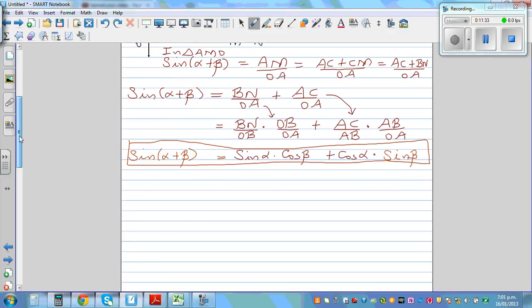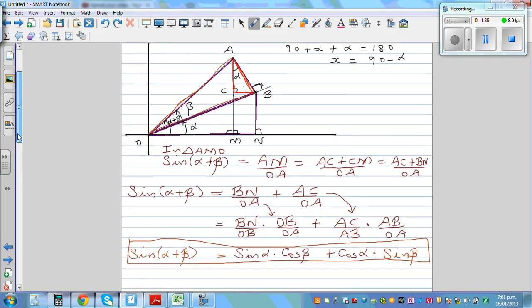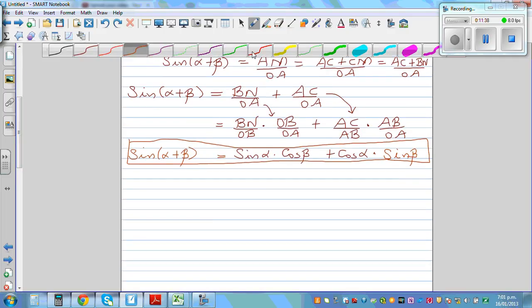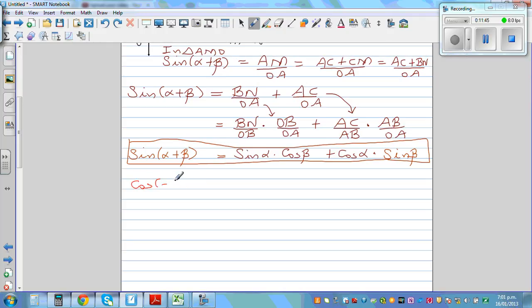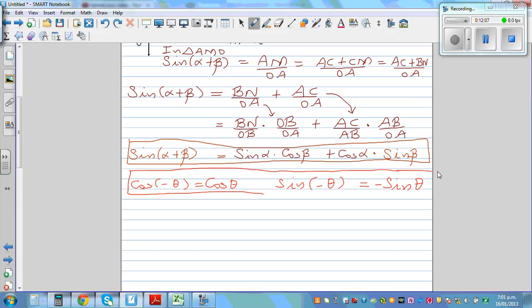Okay, now one more result. I have done this in a previous video. Cos of negative theta is cos theta, and sine of negative theta is negative sine theta. This is again a very simple proof, but if you don't remember the proof, this is a very good result to remember.